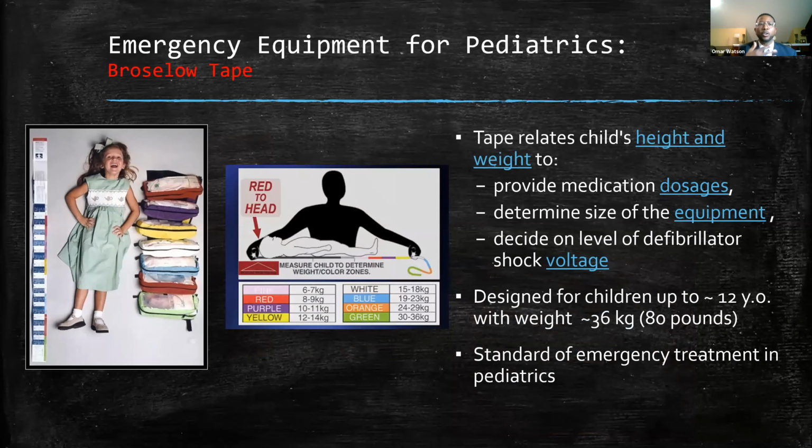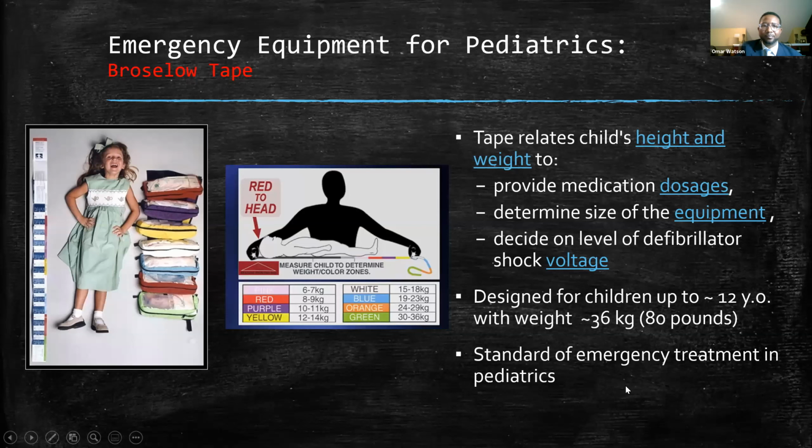So most of us are familiar with the Broselow tape. This is the standard in emergency treatment for pediatrics. In our crash carts, we have this, and it relates to the child's height and weight. It provides the medication dosages, equipment size, and if you need to defibrillate, which voltage you need on the defibrillator. It's designed for kids up to 12 years of age with a weight of about 80 pounds. So literally, with patients on the ground or on the table, you use this tape to measure them, and you can determine all these things.